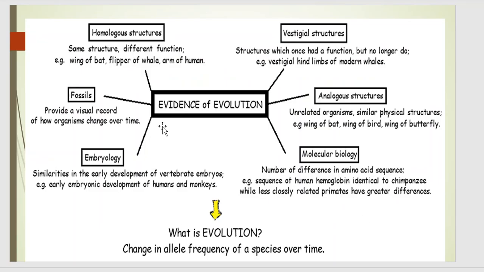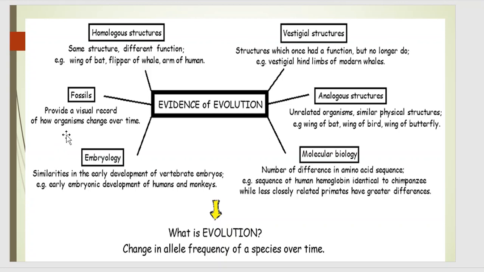Next, we're going to talk about the evidences of evolution. There are six evidences, and I'm going to quickly go over them. The first one is fossil evidence, and you know that fossils are deposited in different layers in sedimentary rock. The older ones are at the bottom, and the recent ones are on the top. That's how they figured it out.